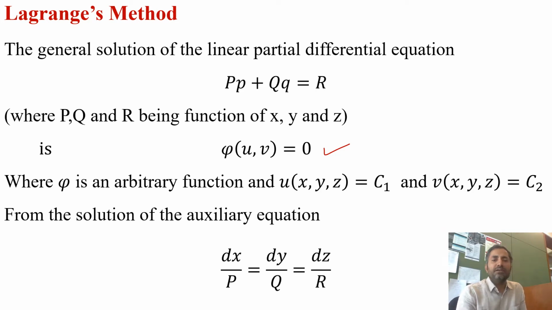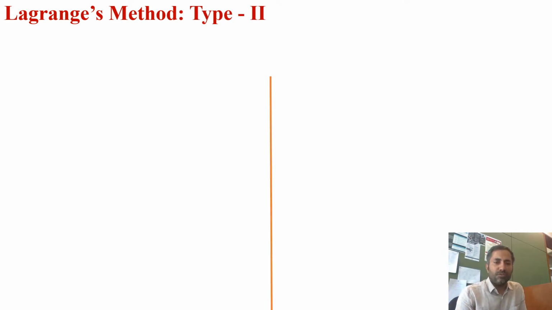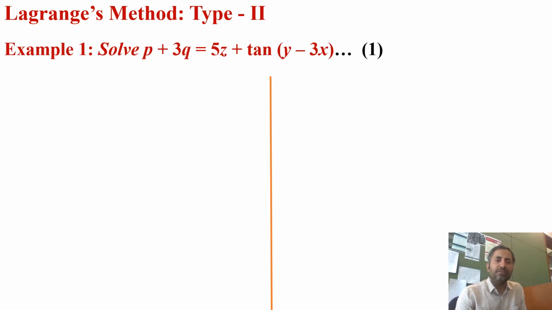The auxiliary equation can be written from the given linear partial differential equation as dx upon P is equal to dy upon Q is equal to dz upon R. This is most important, and we have seen it in the type 1 method as well. Now let's see what happens in the type 2 method. Before starting the solution, we should know that type 1 is applicable for finding u, and for v we will apply type 2.